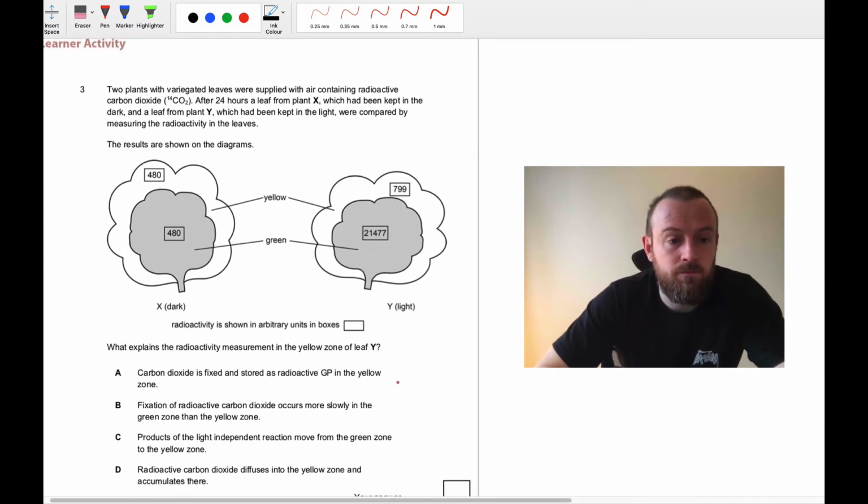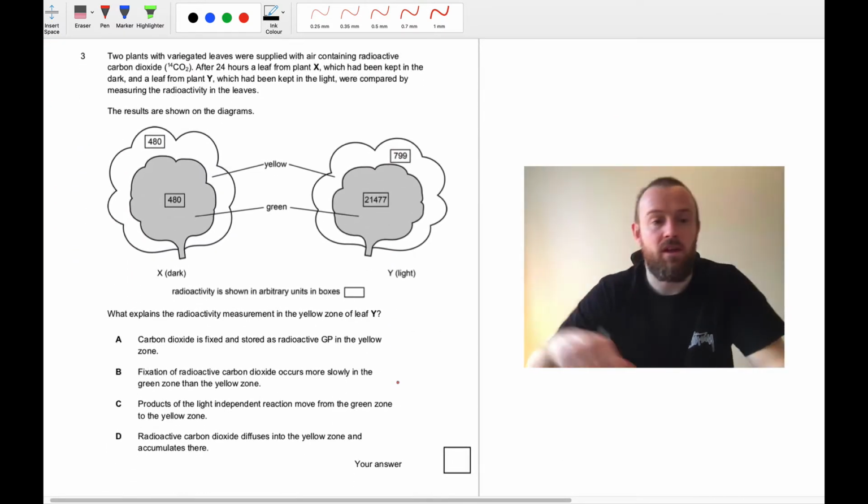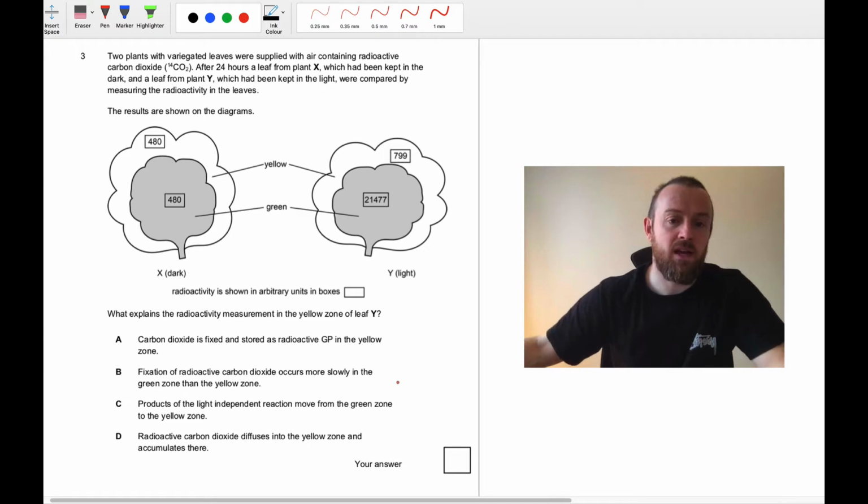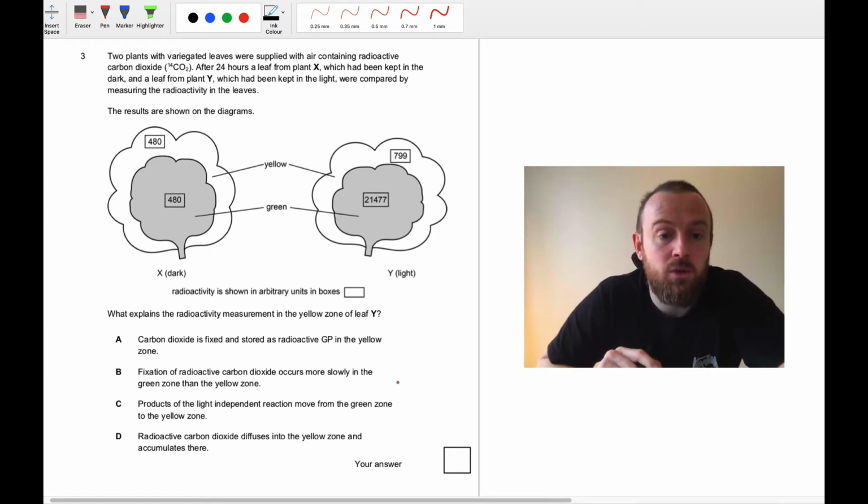3. Two plants with variegated leaves were supplied with air containing radioactive carbon dioxide. After 24 hours, a leaf from plant X, which had been kept in the dark, and a leaf from plant Y, which had been kept in the light, were compared by measuring the radioactivity in the leaves. The results are shown in the diagram.